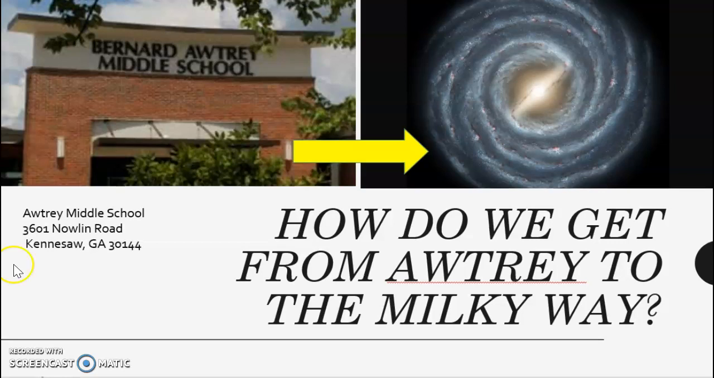Our starting address for Autry Middle School is 3601 Nolan Road, Kennesaw, Georgia, 30144. Now you are welcome to write down this address, or if you know your own personal address, go ahead and write that down now on your paper.